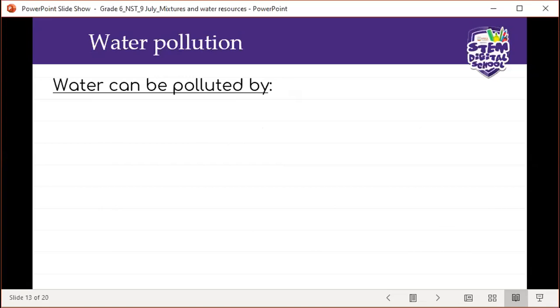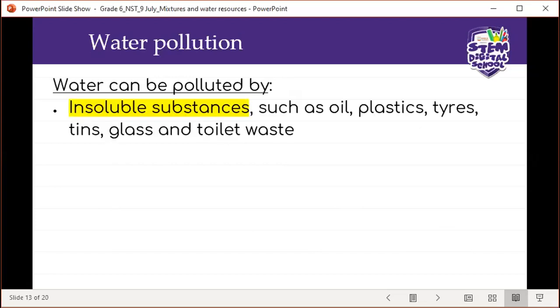Water can be polluted by various substances, okay? And the first one is what we call insoluble substances. So do you guys remember what insoluble means? Remember we dealt with insoluble mixtures? I believe it was there by solutions, when we're looking at solutions, or when you guys did solutions with your previous teacher. Insoluble substances. The teacher says, I remember. So the examples of insoluble substances that we have here is oil, plastics, tires, tins, glass, as well as toilet waste.